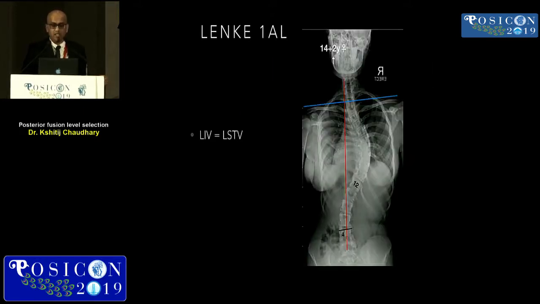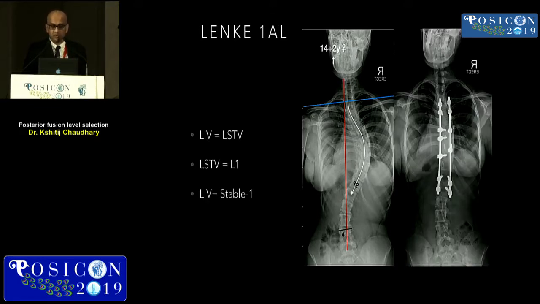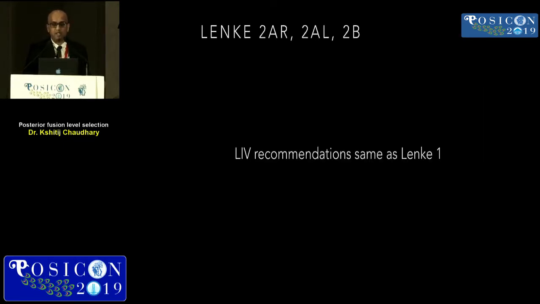For a Lenke 1AL curve, similarly, the last substantially touched vertebra is usually higher than a 1AR pattern, and in this curve type, it is L1, so that's why the fusion goes down to L1. This usually is the stable -1 vertebra. For the double thoracic pattern, the King 2A and 2B, the distal level of instrumentation recommendation remains the same as the Lenke 1A curve.